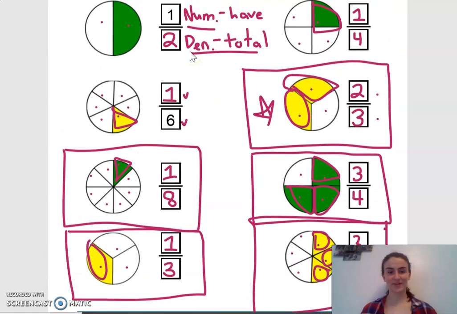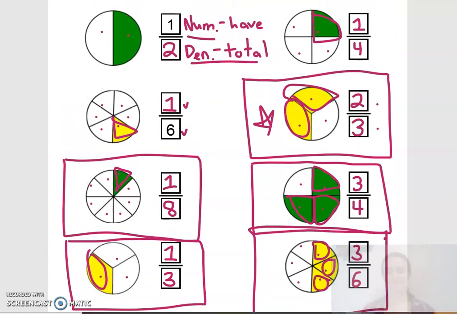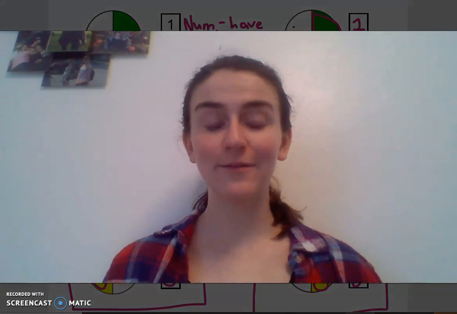Look at all the work we did there. Check this out. Look at all this work that we just did. Pretty awesome. All right, so we should have 1/2 on the top, then below that is 1/6, then 1/8, 1/3, then we have 1/4, 2/3, 3/4, and 3/6. All right, you guys did a fantastic job writing your fractions today.